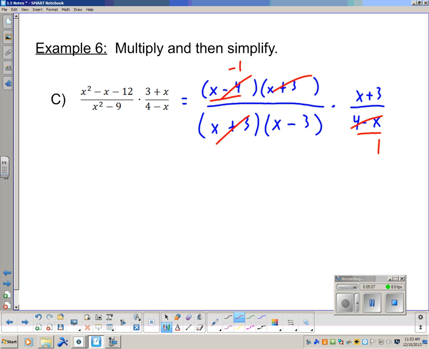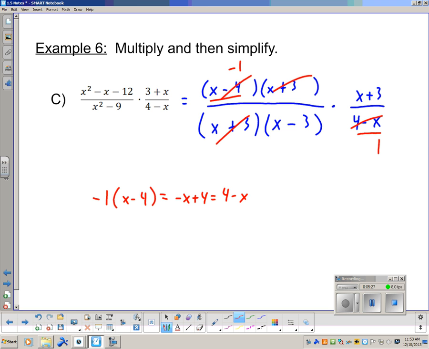Because if you remember, we did that. We took a negative 1 times x minus 4, and if I were to distribute that through, I get negative x plus 4, which is the same thing as 4 minus x. So when I cross out x minus 4 over 4 minus x, they're not exactly the same, so I can't put 1's there, but I can put a negative 1 and a 1.